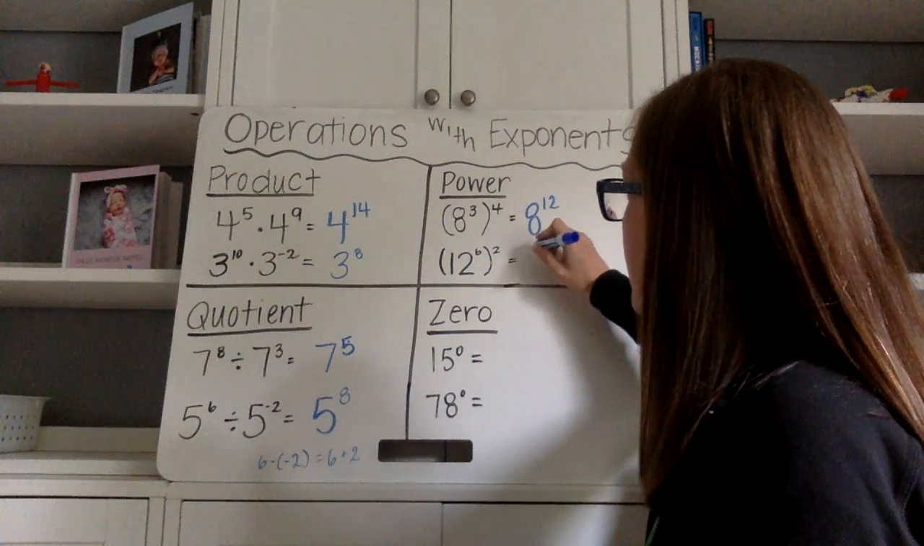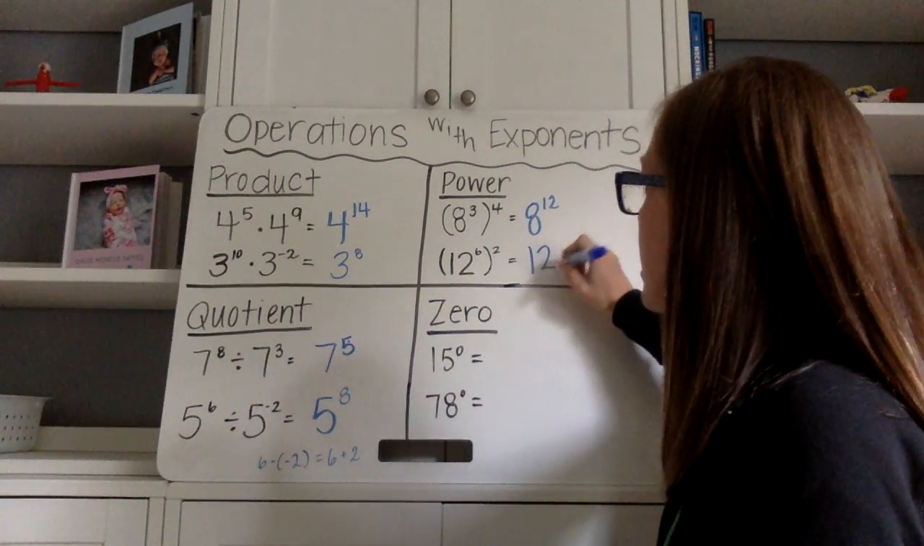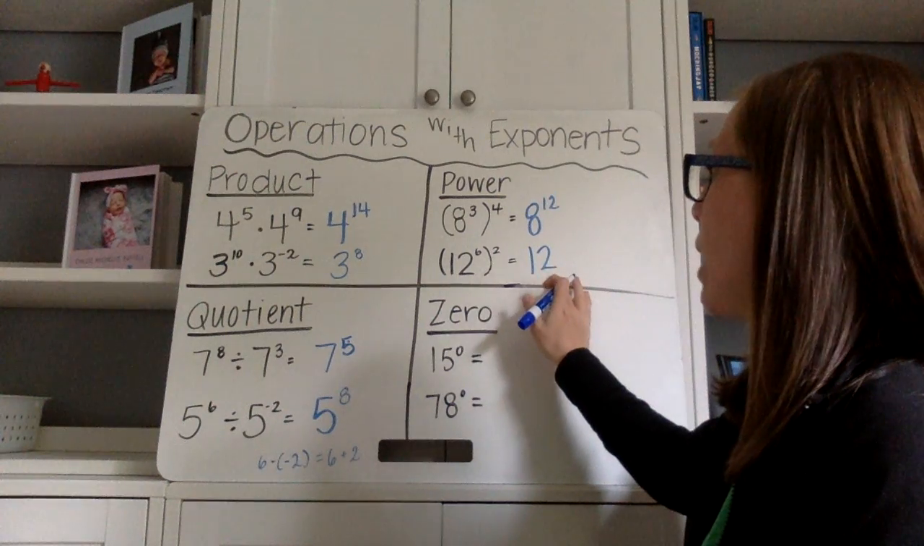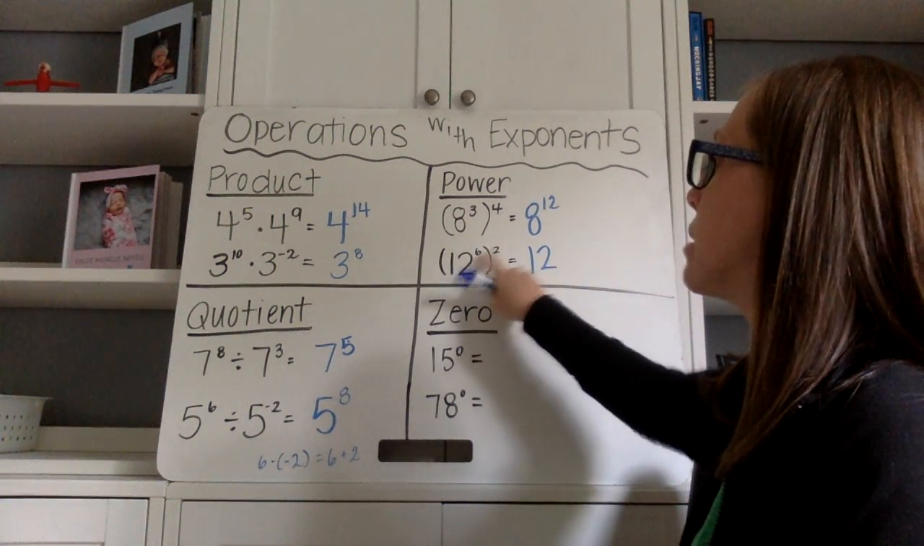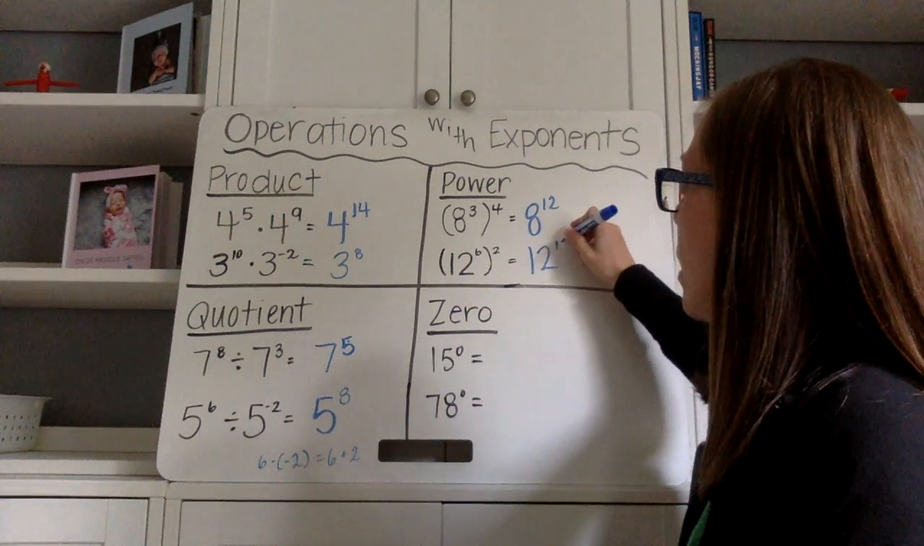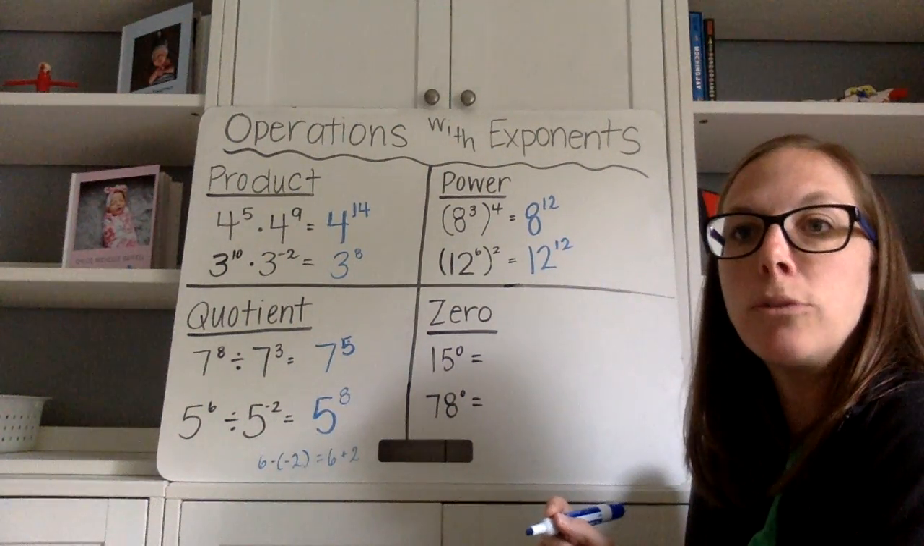Down here, my base stays the same, so 12 to the 6th squared is going to be base 12, and then I have to multiply these exponents. 6 times 2 is 12. That's the same thing as 12 to the 12th.